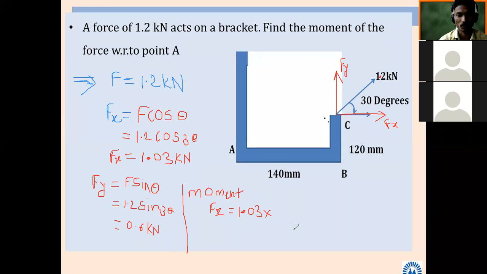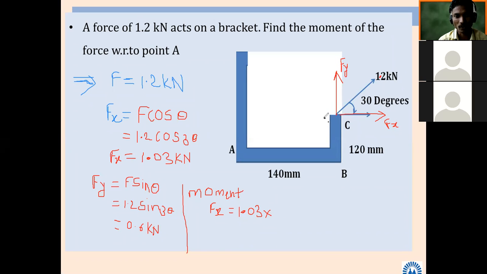Very carefully you have to see this figure. Point C is here. Any more answers? 140? 120. Very carefully. 120. Who is giving the answer? 120 is the correct answer. So whoever has given it is correct.